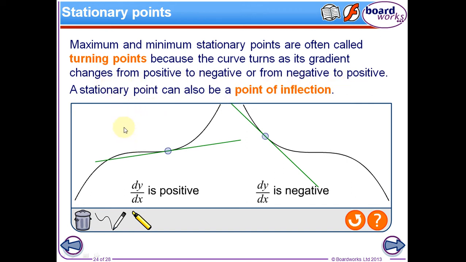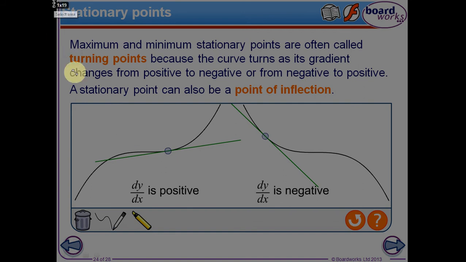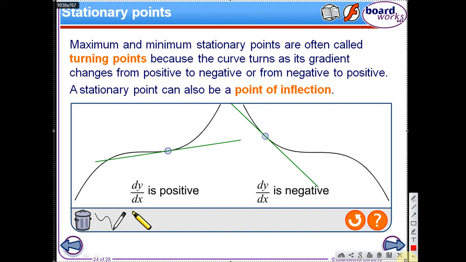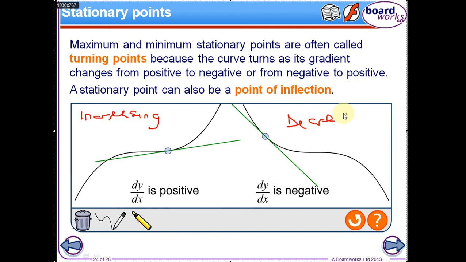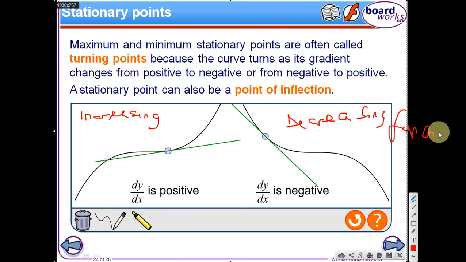Now guys, let me quickly make some notes here that are not in my board work. Increasing function and decreasing function. I think I will be able to use that to explain what maximum and minimum functions are all about.